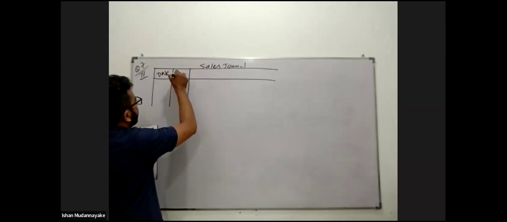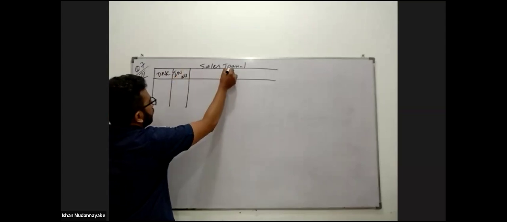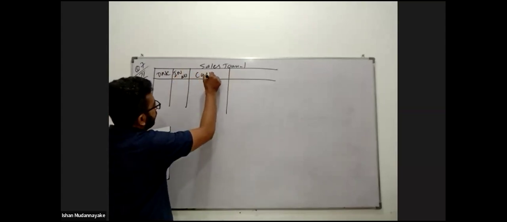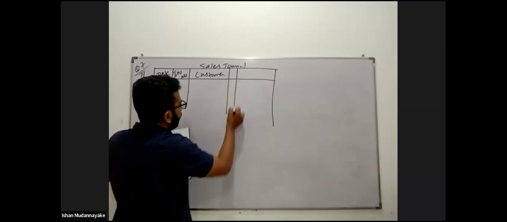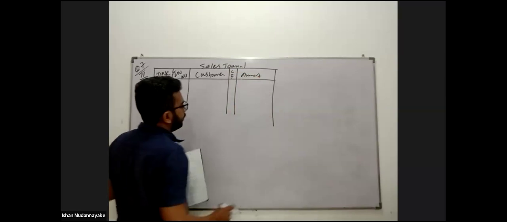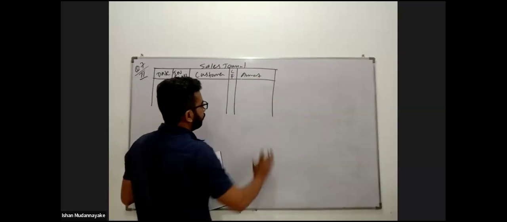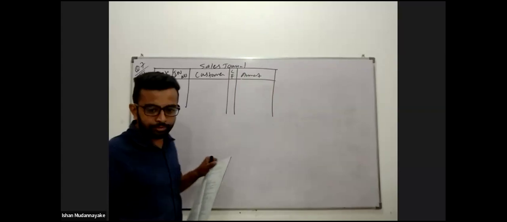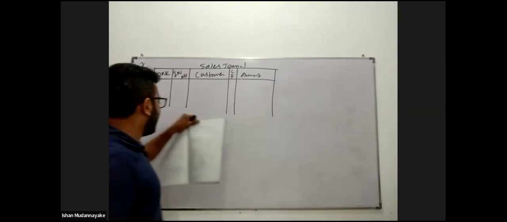Date, invoice number, customer, buyer, LF, amount. You can draw the LF here or here, after the amount or before the amount. Write down here sales journal, and then you will prepare relevant ledger accounts also.